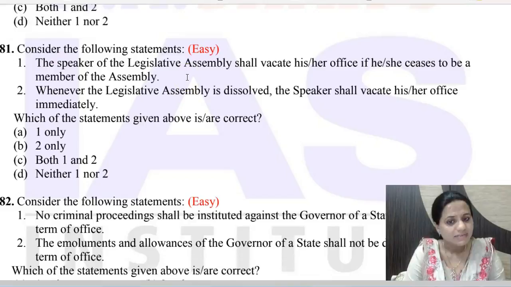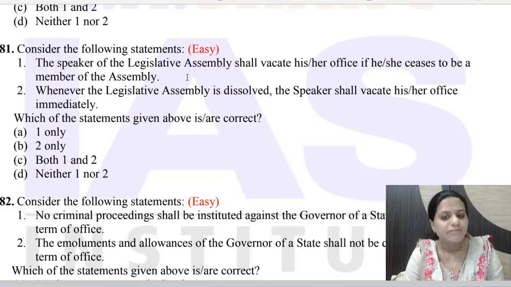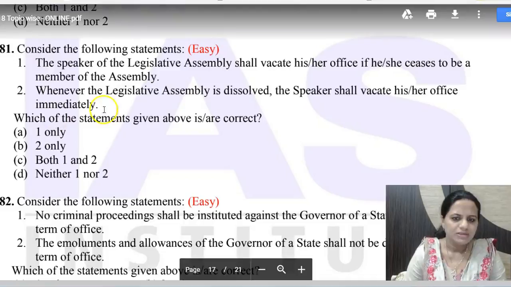But whenever the Legislative Assembly is dissolved, the Speaker vacates his or her office immediately. This is not true, because this is a very important static part of polity, that the Speaker continues to stay in office even after the Legislative Assembly is dissolved, because it is the presiding officer of the Lok Sabha at the central level and Legislative Assembly at the state level. So the Speaker continues to stay in office even after the Legislative Assembly is dissolved. Only when the fresh Legislative Assembly comes forth after elections and the Speaker pro tem is appointed, the Speaker of course then vacates his or her office. So the second statement is incorrect. He does not vacate immediately. So the answer here for 81 is A.